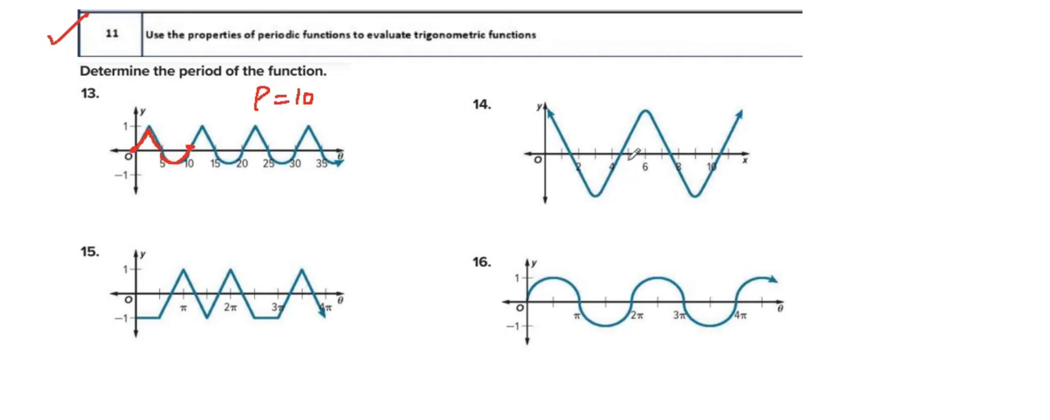So the period is 10. Similarly, here I started from 0. This is down, then this is up. After this it is again repeated. If you see, the green one is also a repetition of the red one. So the period, where it started repeating, is at 6, so the period is 6 here.